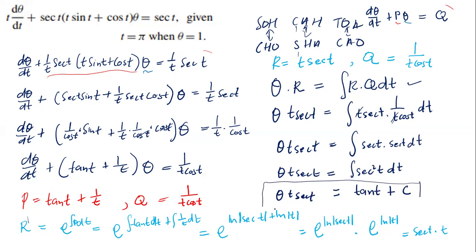But in which form? Implicit form. If you want explicit, divide both sides by t sec t and make theta the subject of the formula. That will be explicit. I'll just end here because this is the final answer. Oh, it's not the final answer, I forgot. So this is the general solution.